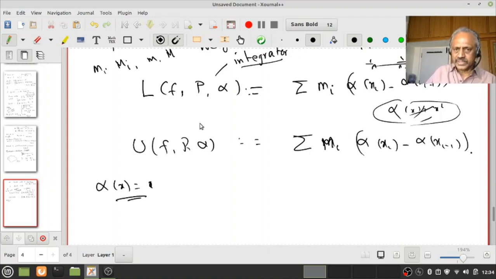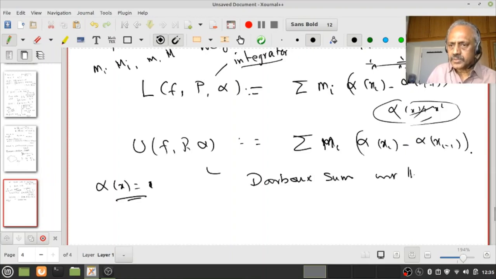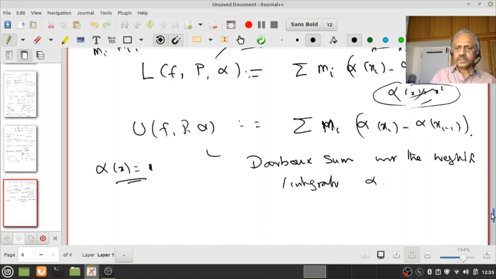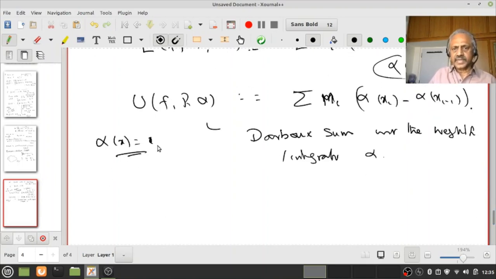So this is more general than the Riemann, the Darboux sum. This is a Darboux sum with respect to the weight function or integrator alpha. So we can call it Darboux sums with respect to, or relative to, the weight function or integrator alpha. And when the integrator is the identity function, we get back the standard Darboux sum. Is that clear to all?